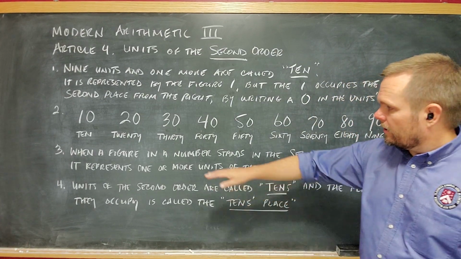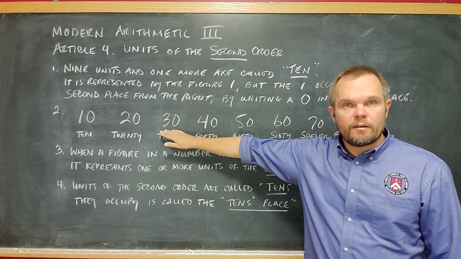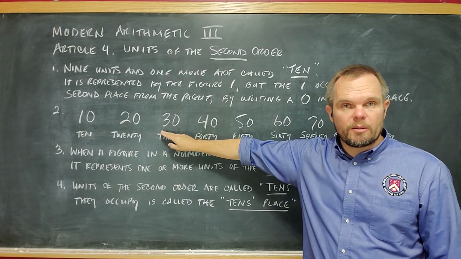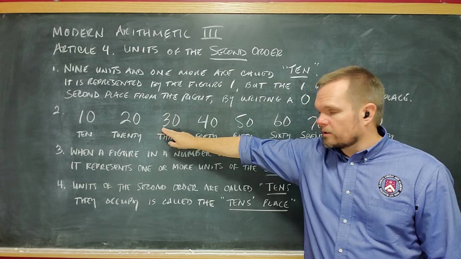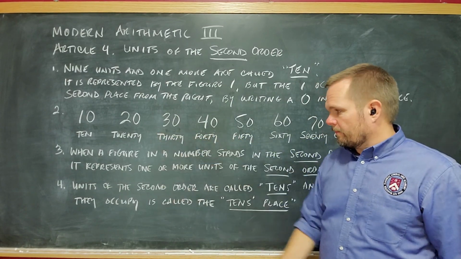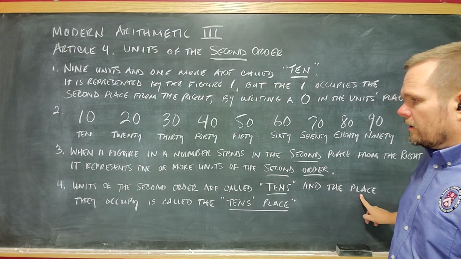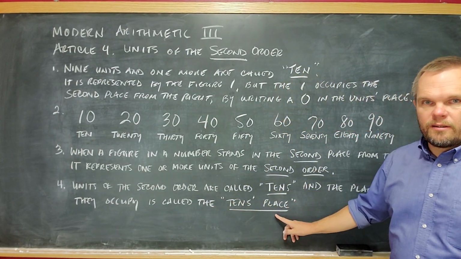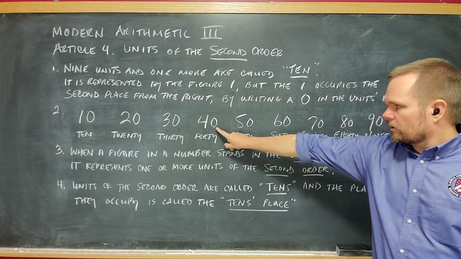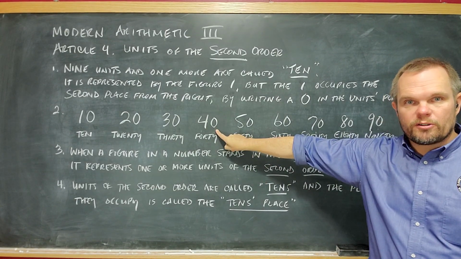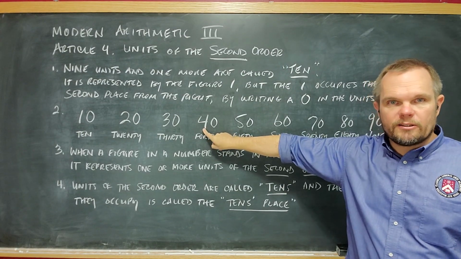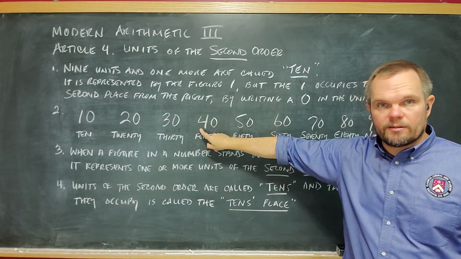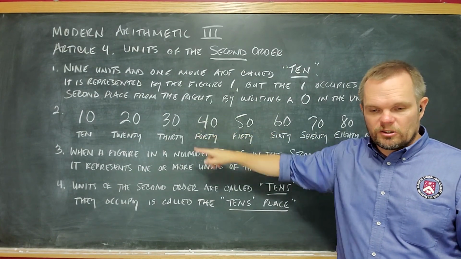And that's why I said, when you see the number 30, think of it as 3 tens. Because that's what Arabic notation tells us. It tells us there are 3 tens in 30. The place that they occupy is called the tens place. This is called the units place, the first place. This is called the tens place, the second place. Units and tens, the units place and the tens place.